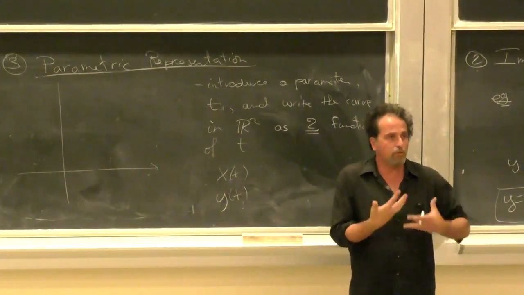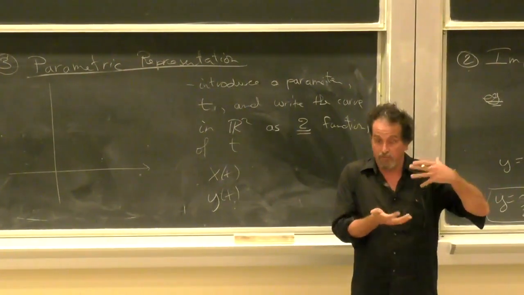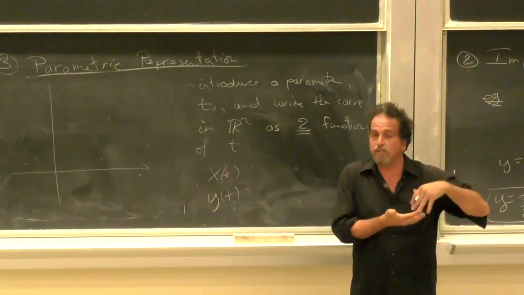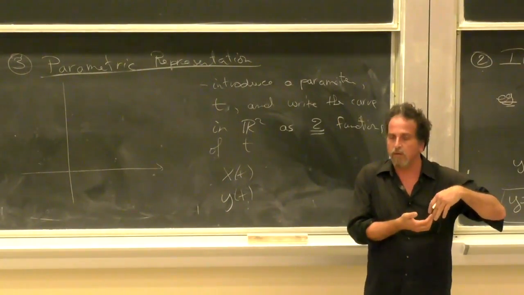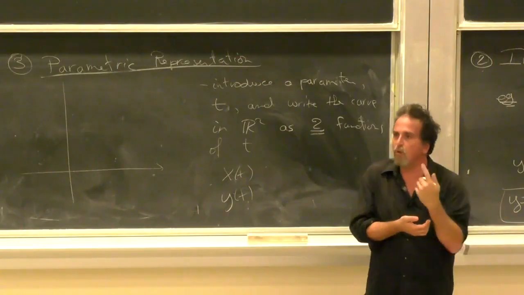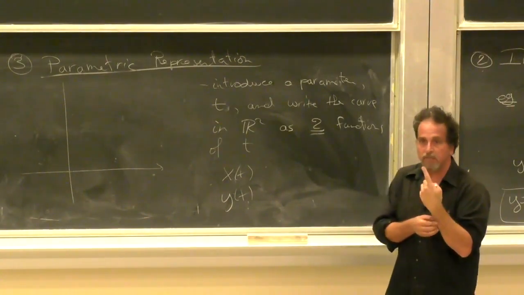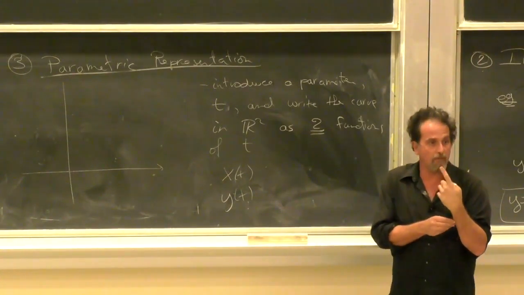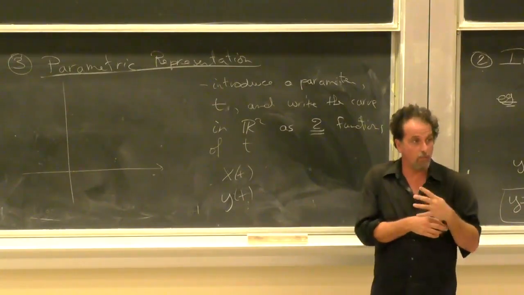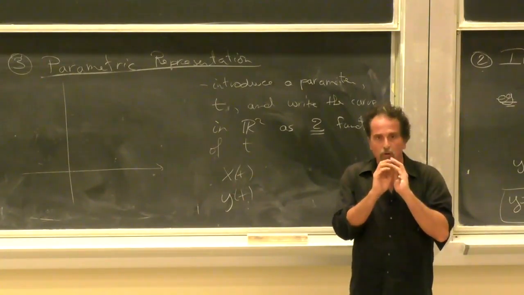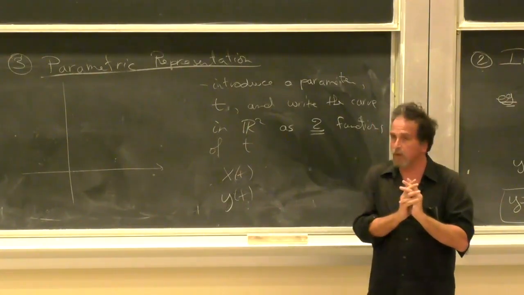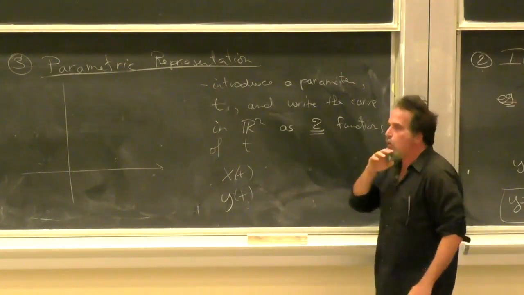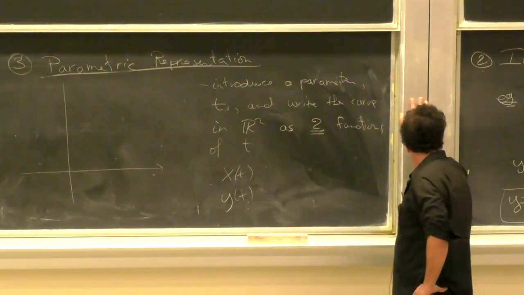So the first thing to say is the parametric representation is not unique. What I mean by that is there's no one way to specify a parametrization of a curve. There are many ways, and we will actually go through a couple of fundamental ways to do that. So there's no one way to do this.